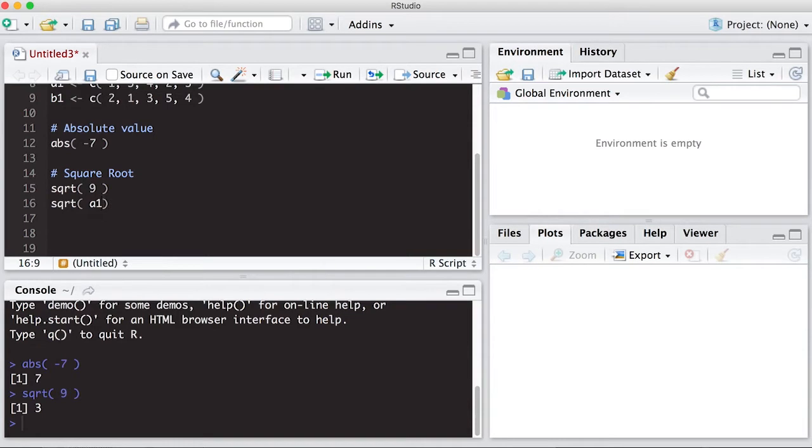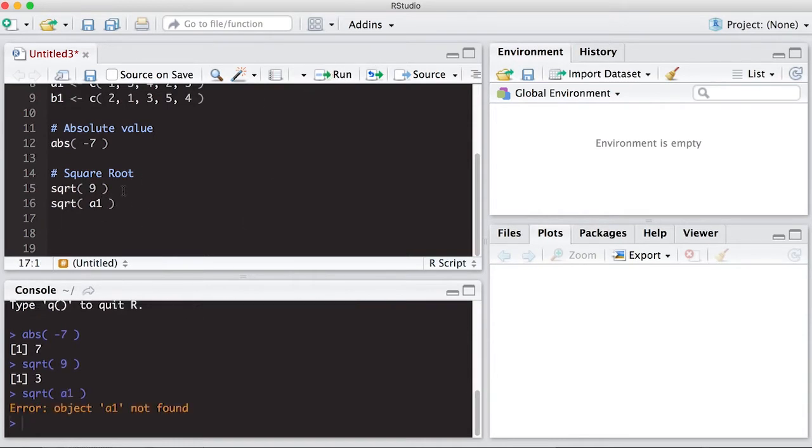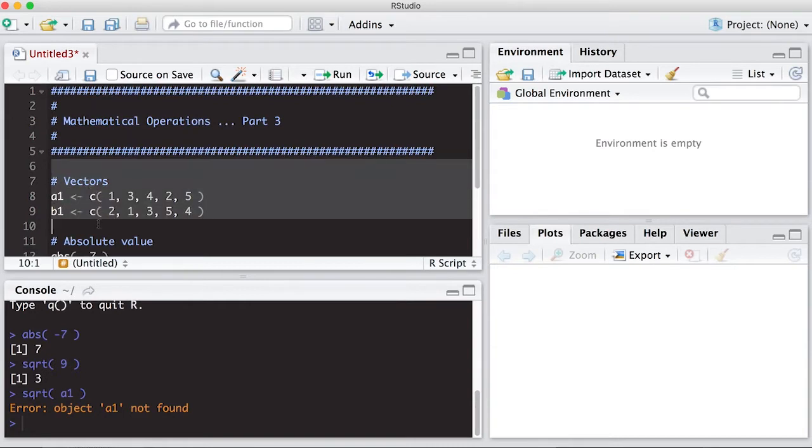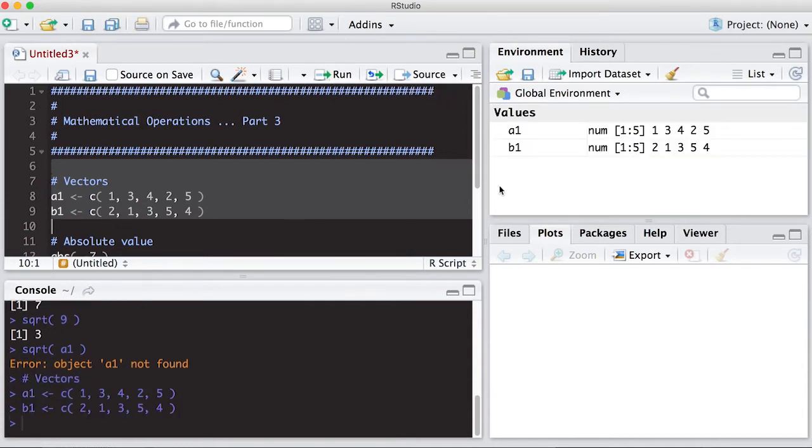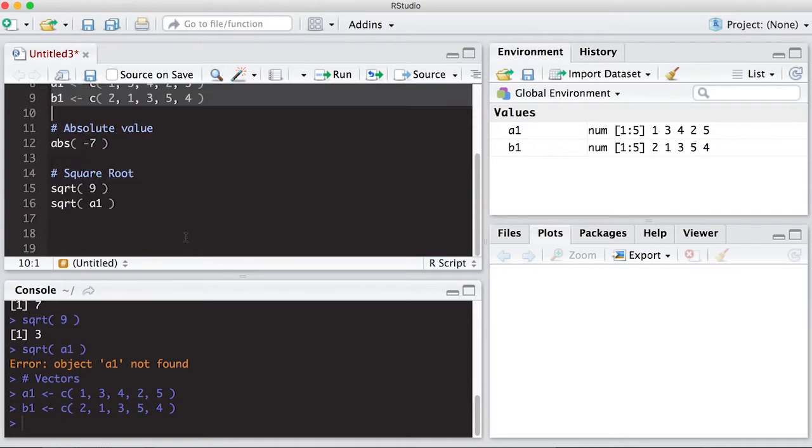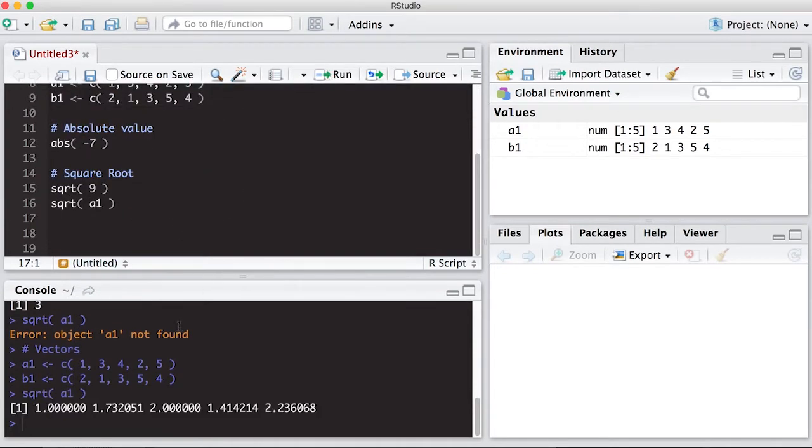So I'm going to do A1 here. And you can see that the answer says A1 isn't found. Why? Because I didn't run it. That's a common mistake people make: they will not run the whole script. They'll run the piece that they want to, and R doesn't see it until it's in its environment. So now if I run the square root of A1, I see here are the square roots of the values that I have put in there.